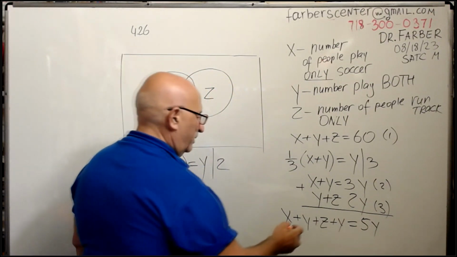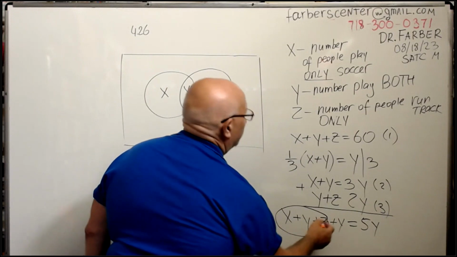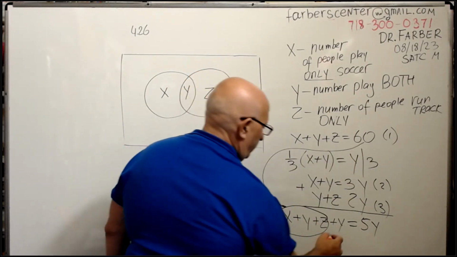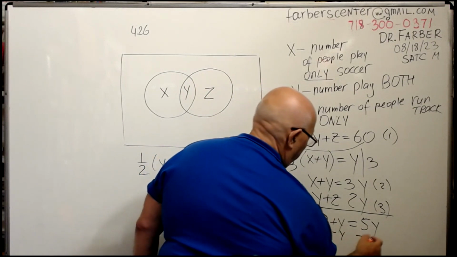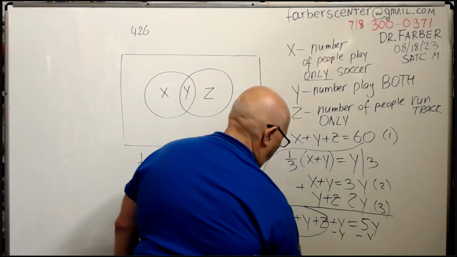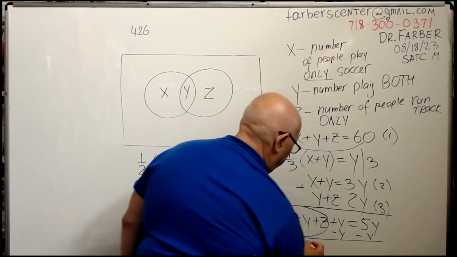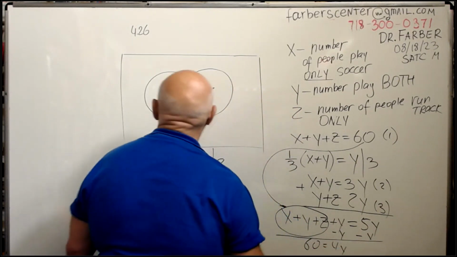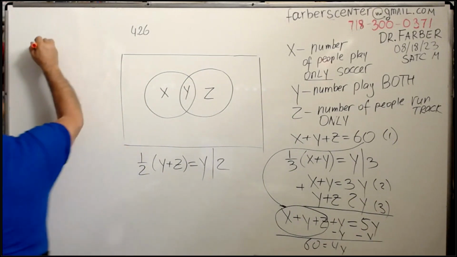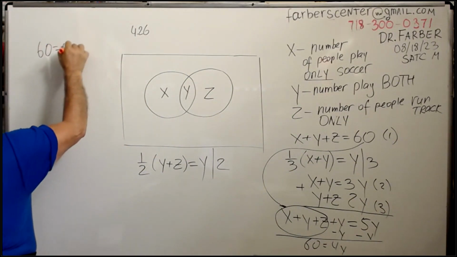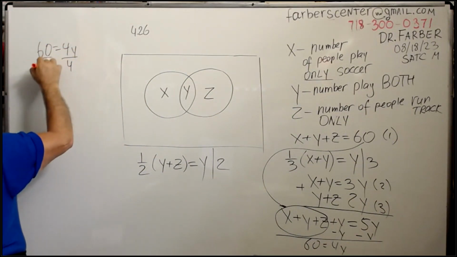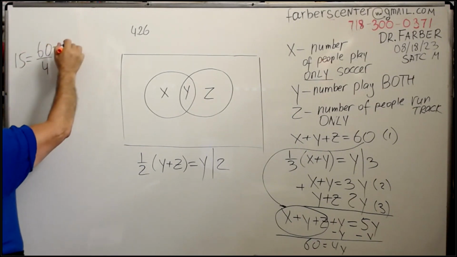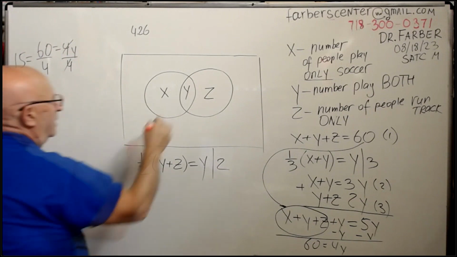Now, look at this. This guy equals 60. And this I can subtract from both sides. And I don't know if you see this, 60 equals 4Y. If we divide by 4, we get Y equals 15. So Y equals 15.